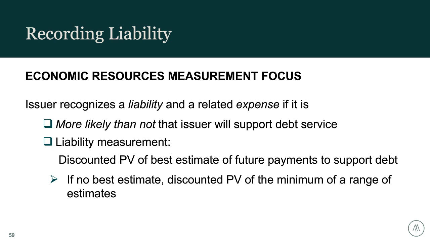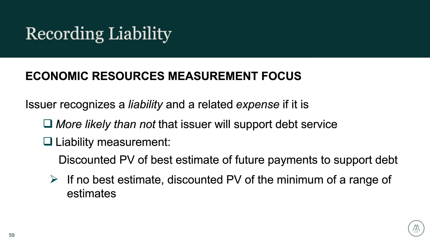Remember, we're talking about more likely than not, so that's greater than 50%. The issuer will recognize their obligation to support those debt service payments they're stepping in to make. The liability is measured by discounting the present value of their best estimate of the future payments to support the debt. If there's no best estimate, then use the minimum range of estimates.